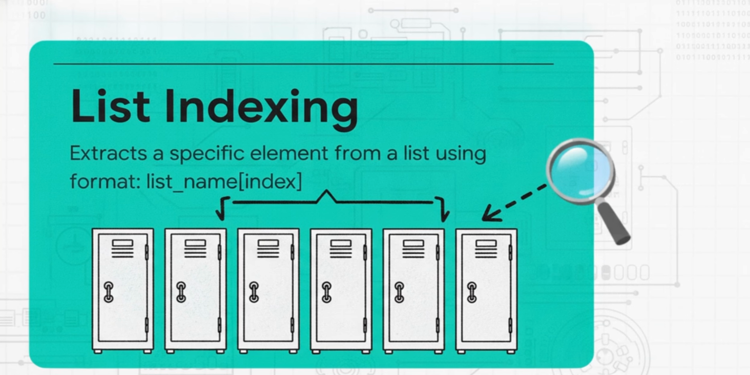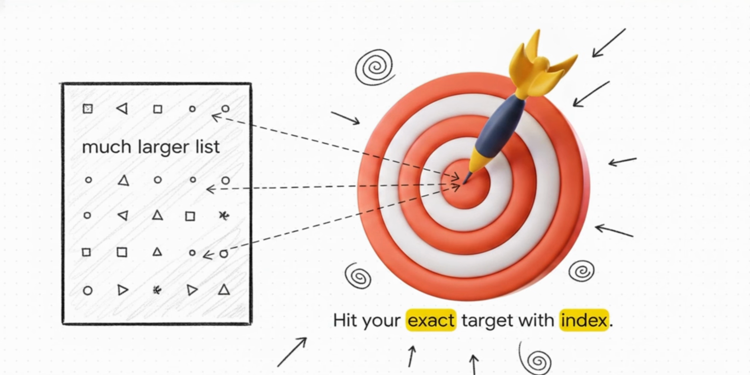Indexing is simply knowing exactly which locker number holds the exact piece of data you want to grab. Another way to look at it? Think of an index exactly like a dart hitting the bullseye on a dartboard. Out of all the possible spots it could land, the index lets your code strike one exact, specific target inside a much larger list. There's no guessing, there's no searching around, it's just instant, targeted retrieval.